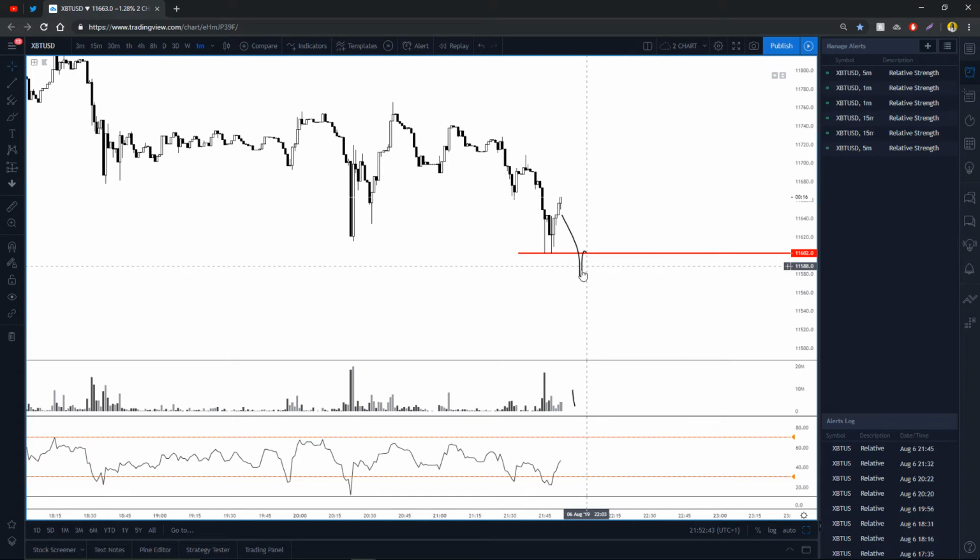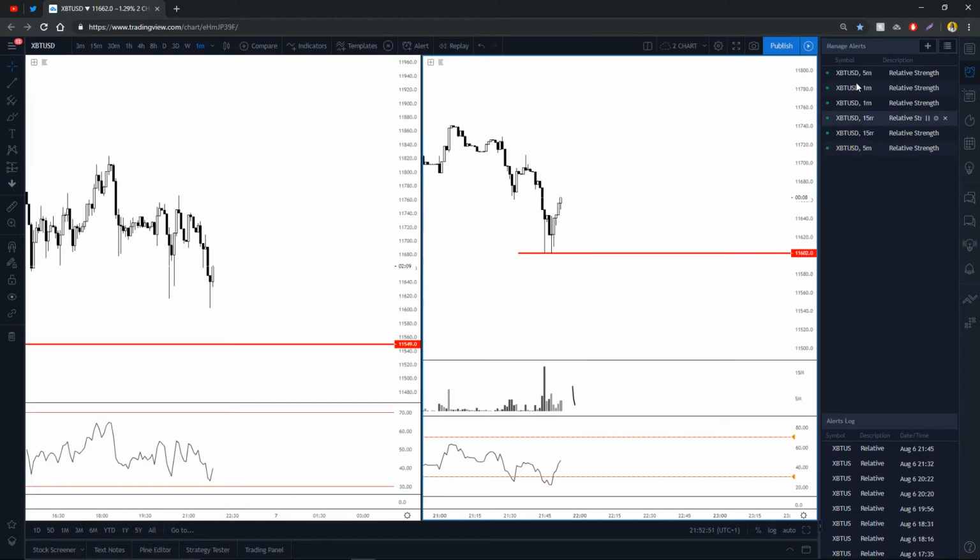So that's playing out at the moment. I'm going to have to leave that one there. And as you can see here on the side, this is just so you can keep on doing other things throughout the day. I've got the 1 minute chart, the 5 minute chart and the 15 minute chart.